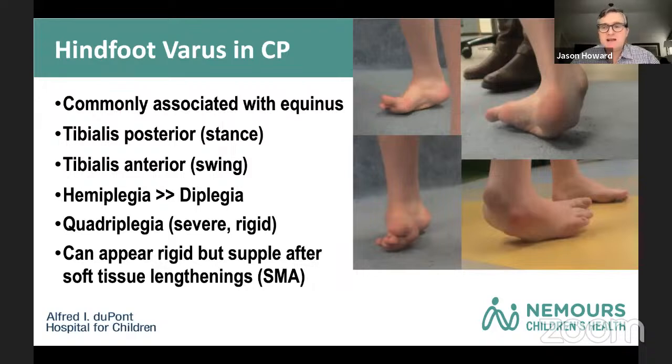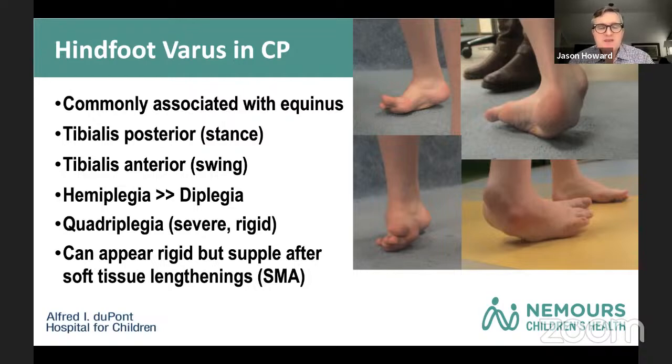All right. That's a lot. Let's talk about CP a little bit, and particularly about hindfoot varus. We talked a bit about equinus, and that applies across the spectrum, whether it's CP or other neuromuscular conditions. But hindfoot varus or equinovarus in CP is a little bit different.